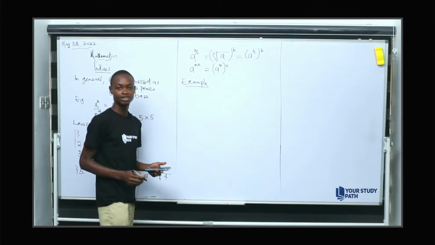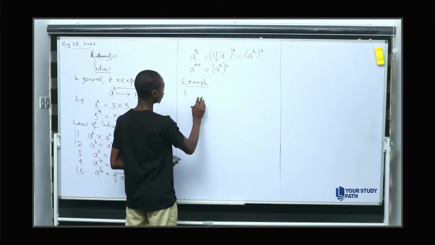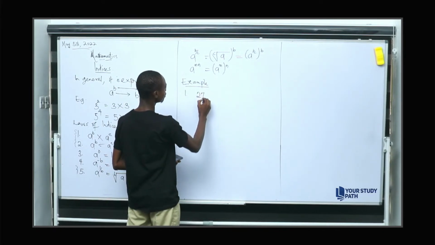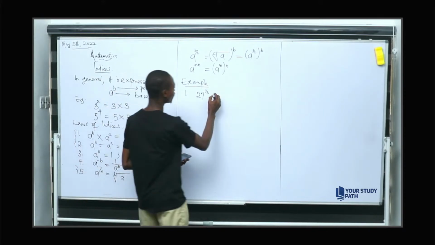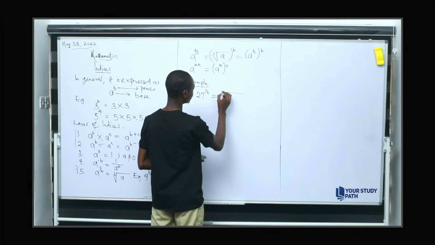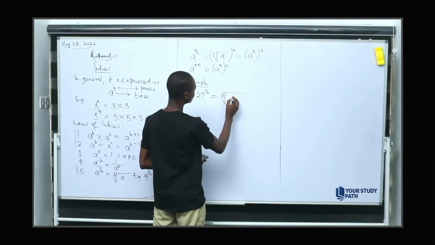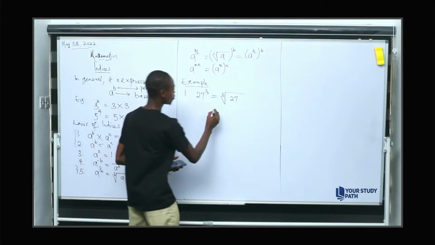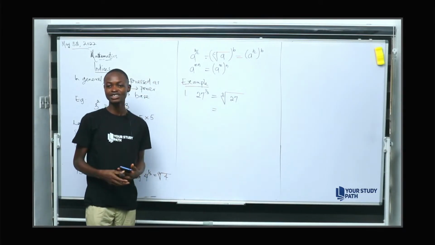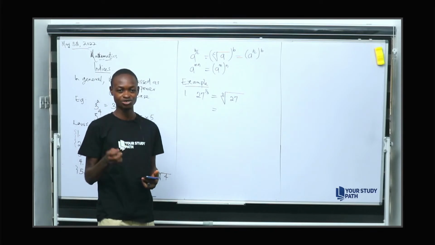Now, let's do something basic. Let's take 27 raised to the power 1 over 3, right? 27 raised to the power 1 over 3 simply means, by applying the law of indices, the cube root of 27, right? This is what it means. Now, you'll find out that 27 can still be simplified further, right? You could still break it further.